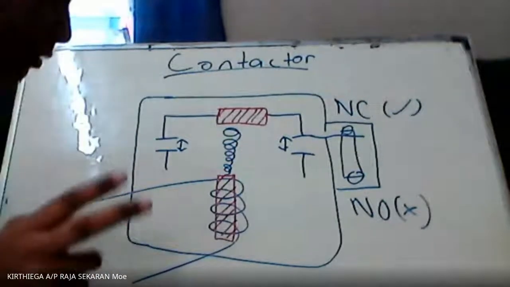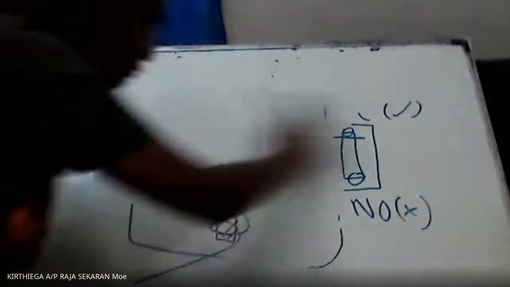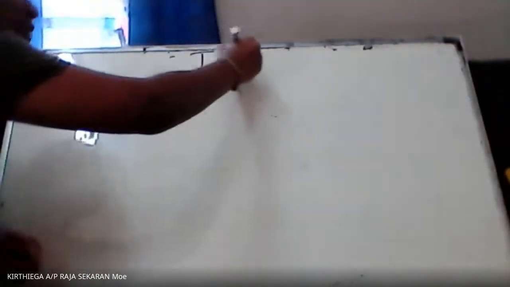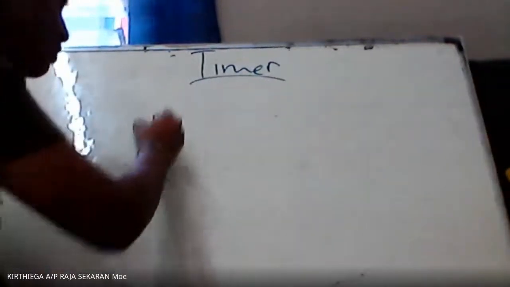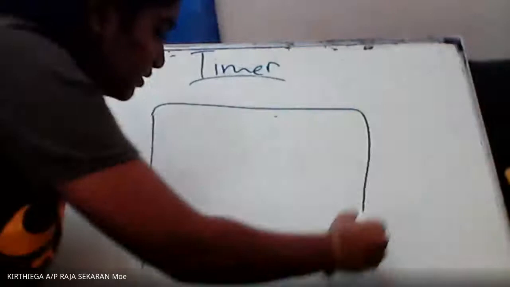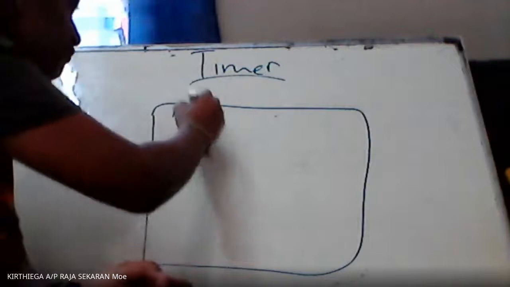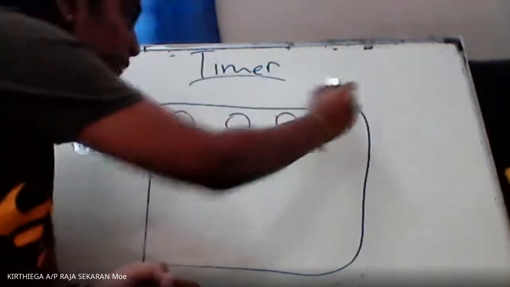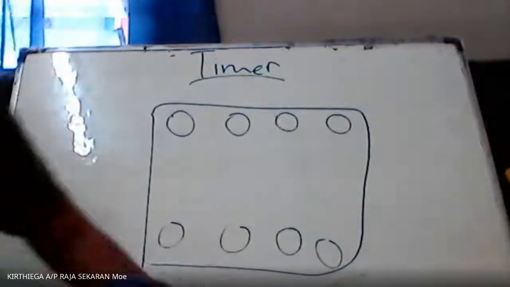And the second component that I've made is the timer. The timer plays a very important role in this project. So what's the timer? We have 8 terminals, 4 up and 4 down. Before that, I will take my timer and come back for a while.